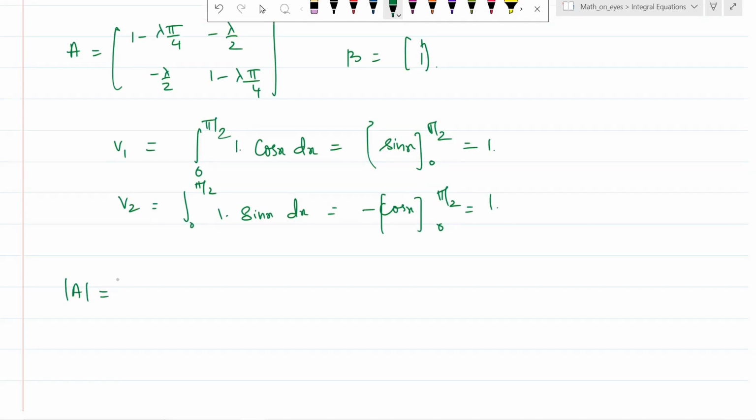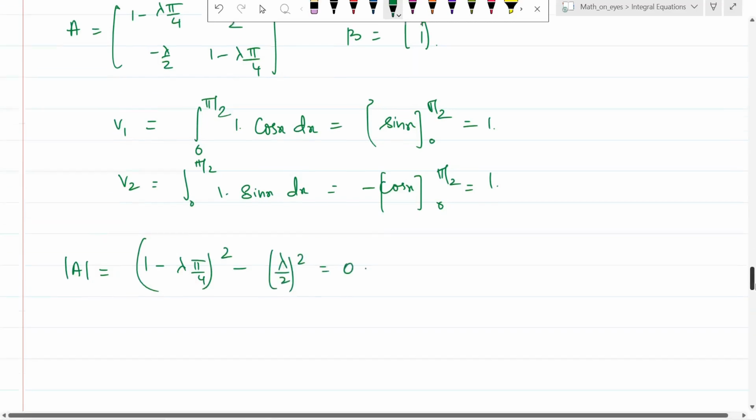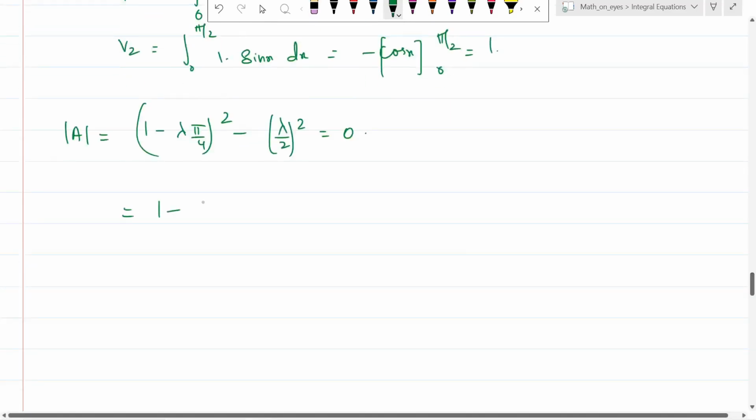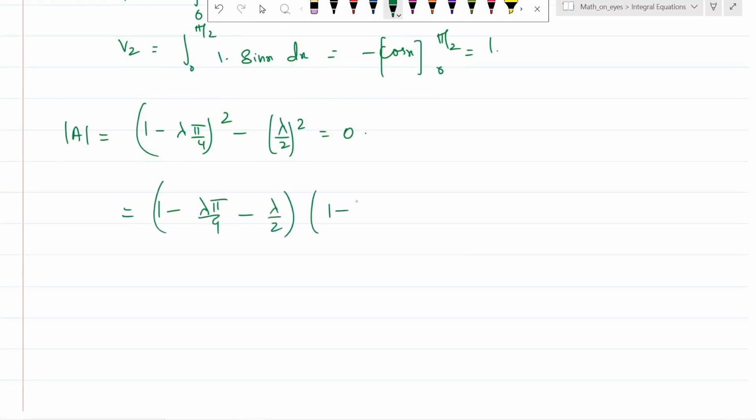When lambda is not equal to 0, we get the unique solution. So find the determinant of the matrix A. We find (1 minus lambda pi by 4) the whole squared minus (lambda by 2) the whole squared, which is equal to 0. So we get this as a squared minus b squared, which is equal to (1 minus lambda pi by 4 minus lambda by 2) times (1 minus lambda pi by 4 plus lambda by 2), which is equal to 0.